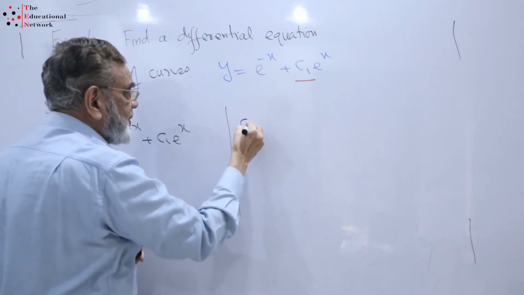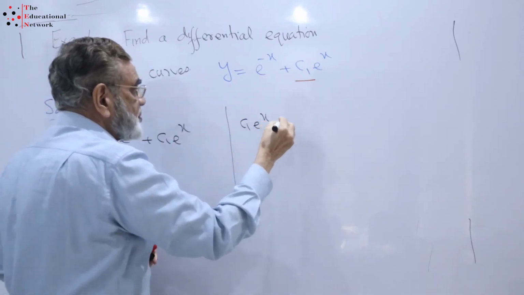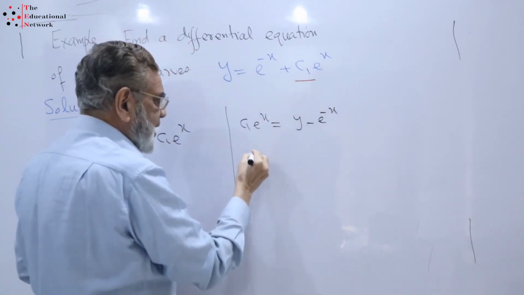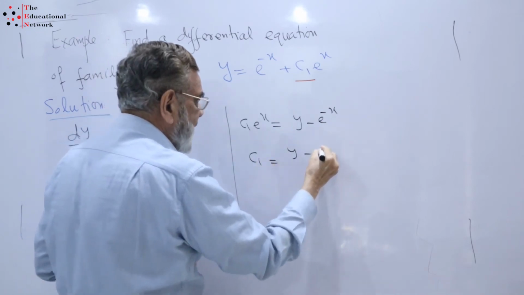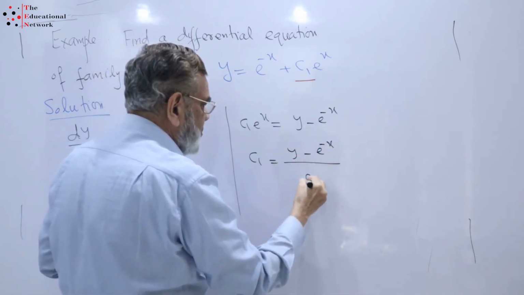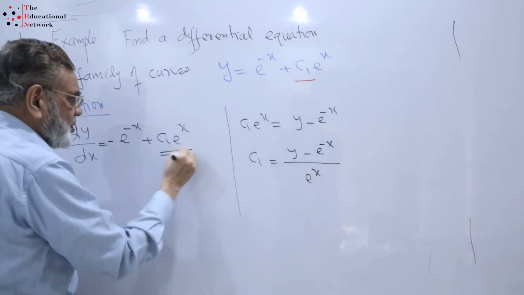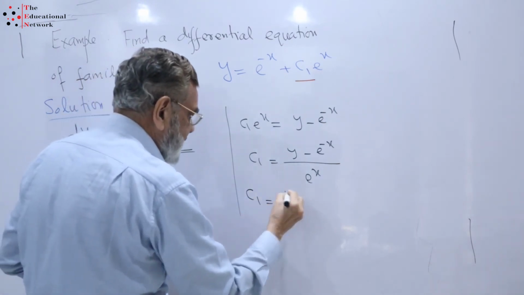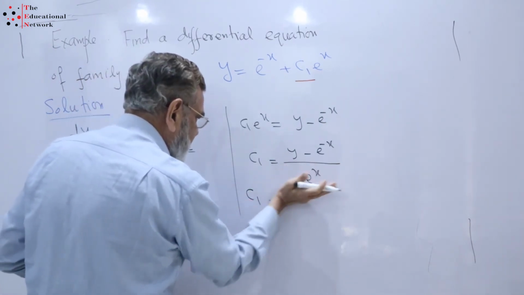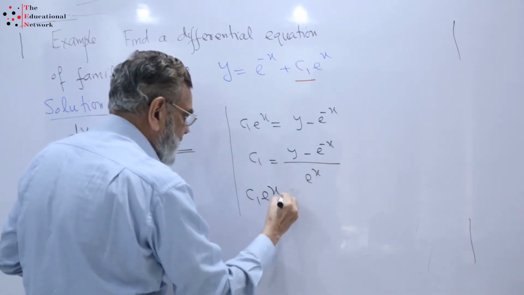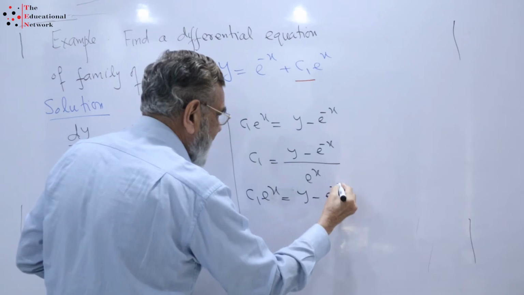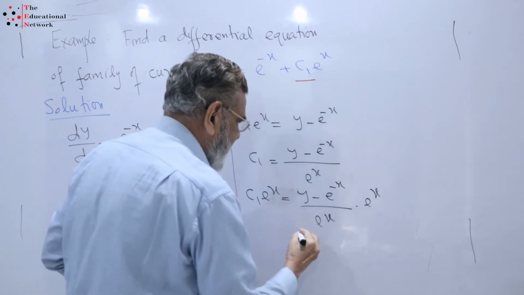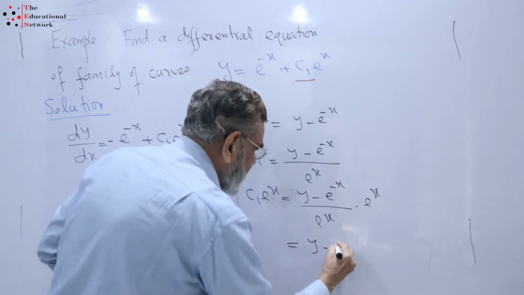I take this as c1 e to power x is equal to y minus e to power minus x. Then divide by e to the power minus x, I get c1 is equal to y minus e to power minus x over e to power x. So I want to replace this value c1 e to power x. So multiply both sides by e to power x. c1 into e to power x is equal to y minus e to the power minus x over e to the power x into e to the power x. E to the power x is cancelled with e to the power x, and we get y minus e to the power minus x.